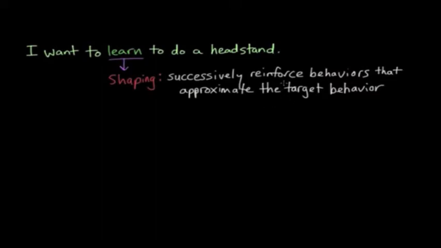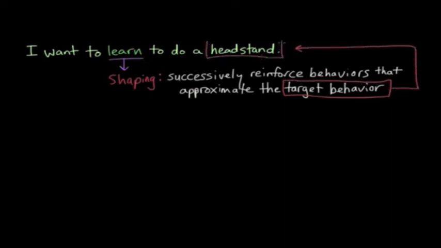But the important thing to consider is, what is the target behavior? Before you can shape a behavior, you have to determine what's the target behavior. So in this example, we're going to use the headstand. So let's say this is you. Here you are. And ultimately, your goal or target behavior is to perform a headstand. So we're going to learn this successively or gradually by reinforcing behaviors that lead up to the headstand.